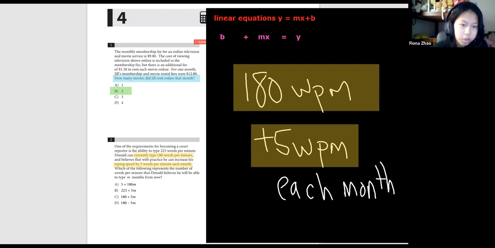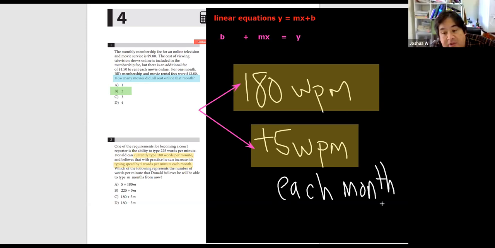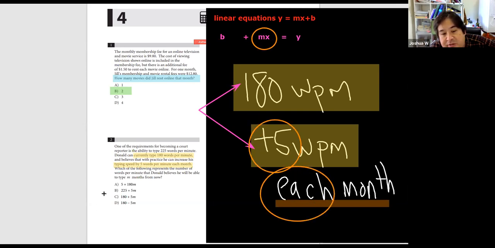Because he currently types 180 words per minute, I think it will be the y-intercept, represented as B, and 5 words per minute for each month, I would think it will be MX, so I got C. Excellent. All right, everyone hear that? The each month shows that that's the variable term. So that's exactly right. I'll circle that. MX, the variable term, has to do with the 5 each.